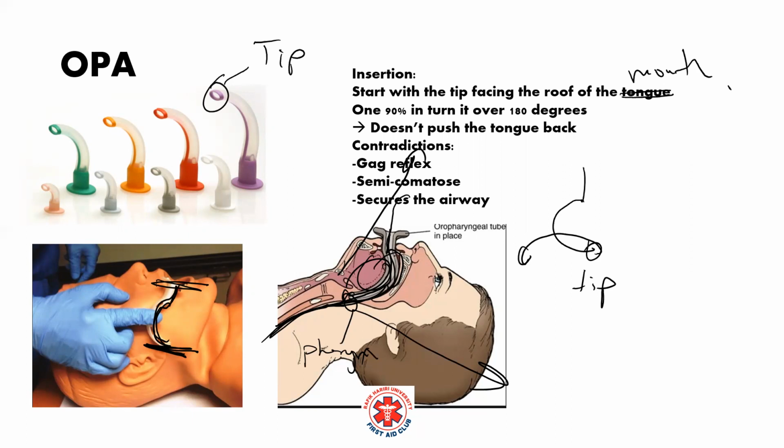Contraindication: gag reflex, they might vomit if they are conscious. Semi-comatose, they have to be completely out, and it secures the airway. It does not secure the airway. These are contraindications. If my patient has a gag reflex, I need to avoid it. If they're going to wake up, I need to avoid it. It does not secure the airway. If I need to secure the airway, I will not use this method.